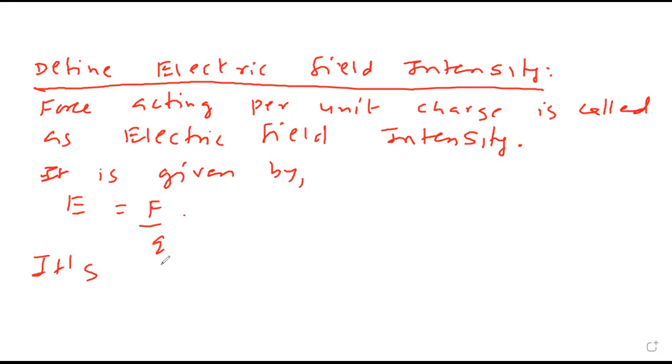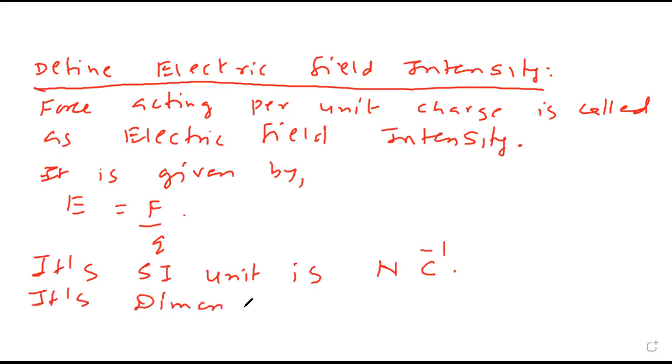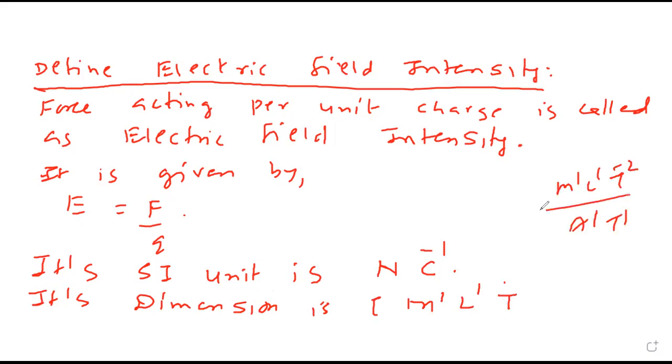So its SI unit is Newton per Coulomb. Its dimension is M1 L1 T. Say Newton is M1 L1 T minus 2 and Coulomb is A1 T1. So M1 L1 T minus 3 A minus 1.